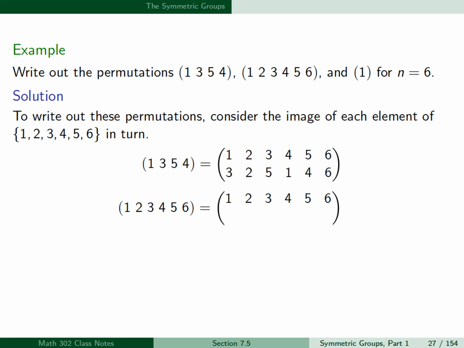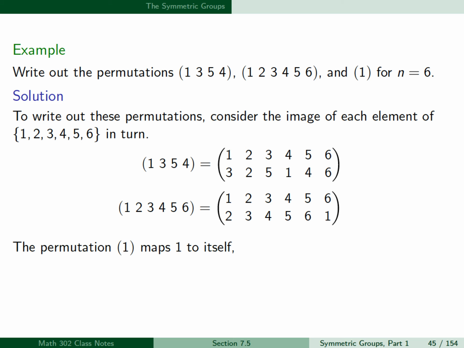For our next example, we have the cycle (1, 2, 3, 4, 5, 6). So we'll start off again with the two-row notation with 1, 2, 3, 4, 5, 6 in the top row. And again, we want to consider the image of each element in turn. So in our cycle, 1 maps to 2, so we've got a 2 in there. 2 maps to 3, so we'll put a 3 under the 2. 3 maps to 4, we'll put a 4 under the 3. 4 maps to 5, we'll put a 5 under the 4. 5 maps to 6, we'll put a 6 under the 5. And 6 maps back to 1, so we'll put a 1 under the 6. And so there's the cycle (1, 2, 3, 4, 5, 6).